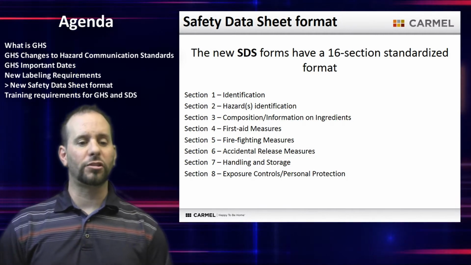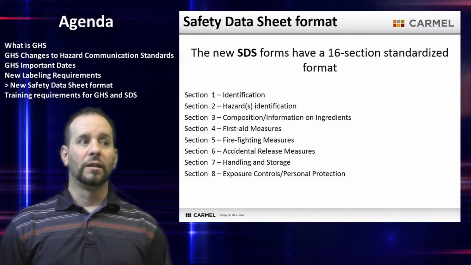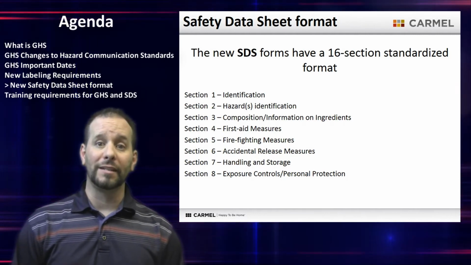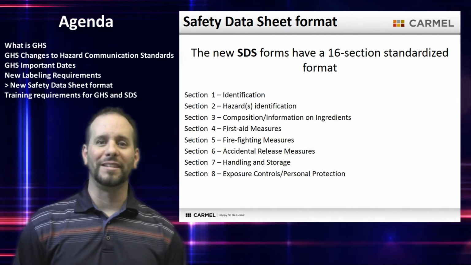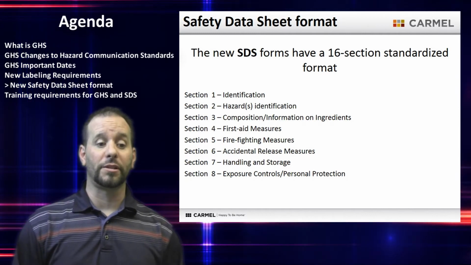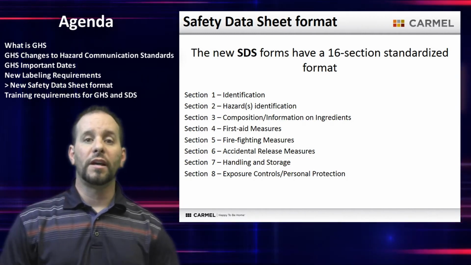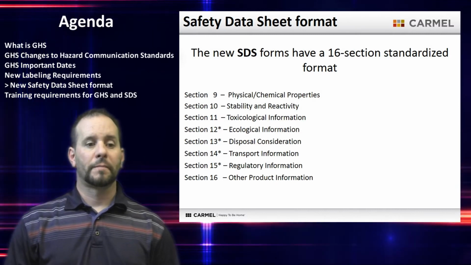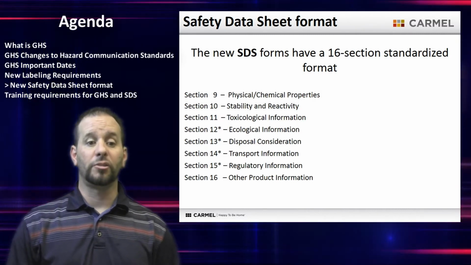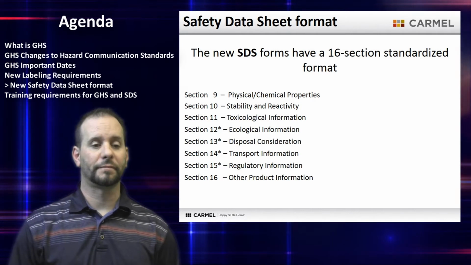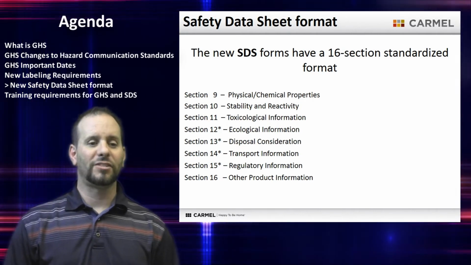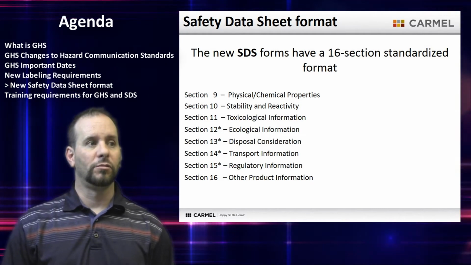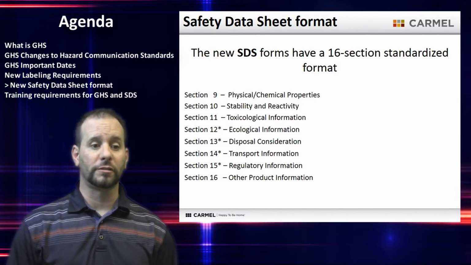Section 8, exposure controls and personal protection, lists OSHA permissible exposure limits and the PPE, personal protective equipment, that is needed in order to handle or use that particular chemical. Section 9 is the physical and chemical properties. Section 10 is stability and reactivity of the chemical. Section 11 is the toxicological information, which includes routes of exposure.